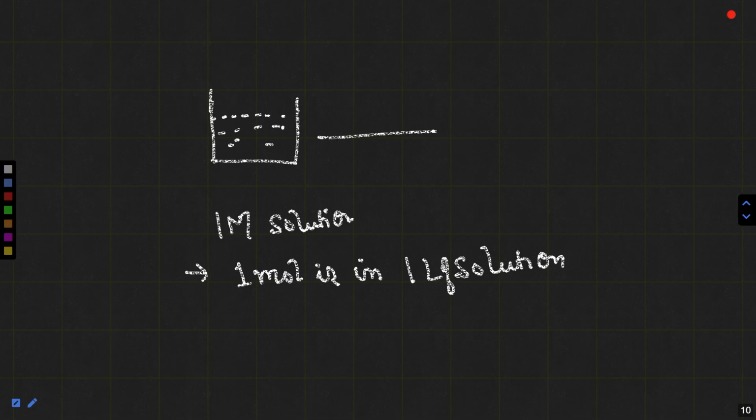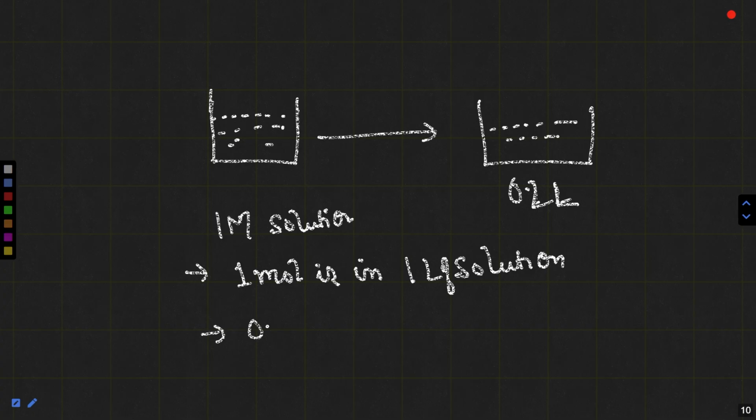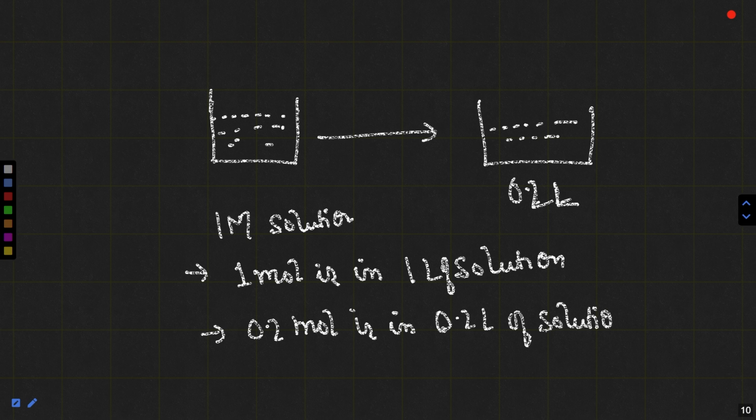Now suppose out of this solution we take only 0.2 liters out of this. Okay, we take 0.2 liters. Now, if 1 mole is present in 1 liter, that means 0.2 mole is in 0.2 liter of solution. Any problem with this statement?